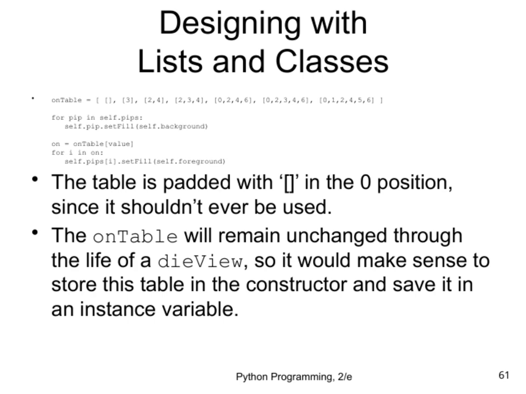This approach is a simple and effective way to update the die face dynamically. By predefining the onTable, we streamline the process of activating the correct pips for each roll, making the code both clean and efficient. It's a great example of how designing with lists and classes allows us to manage visual components in a clear, organized way.